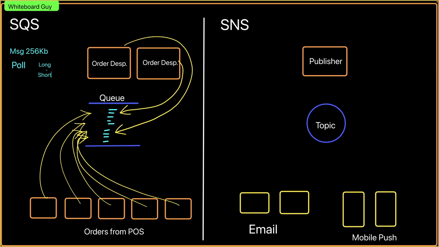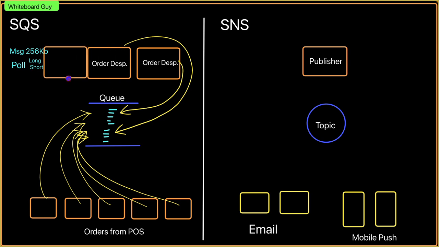I also mentioned the fact that, as our needs increase, we could have multiple order dispatching services, maybe in an auto scaling group, that will go and request new messages.